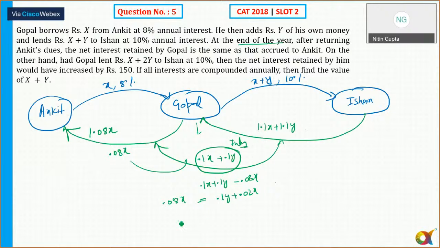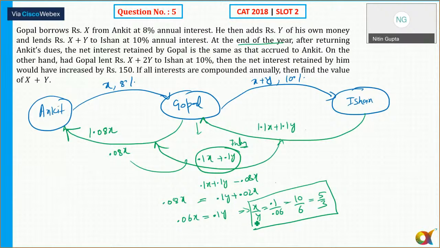So if I solve this, I'll get 0.06x is equal to 0.1y. Or from here, I can say x by y is equal to 0.1 by 0.06, which is equal to 10 by 6, or I can say that is equal to 5 by 3. So x by y is basically nothing but they are in the ratio 5:3. The amount of the loan, that is 5:3.